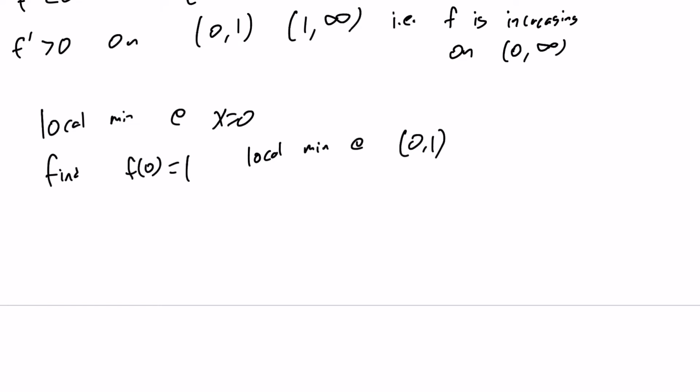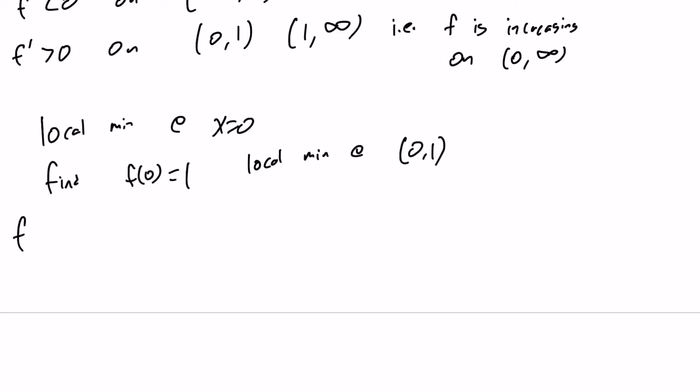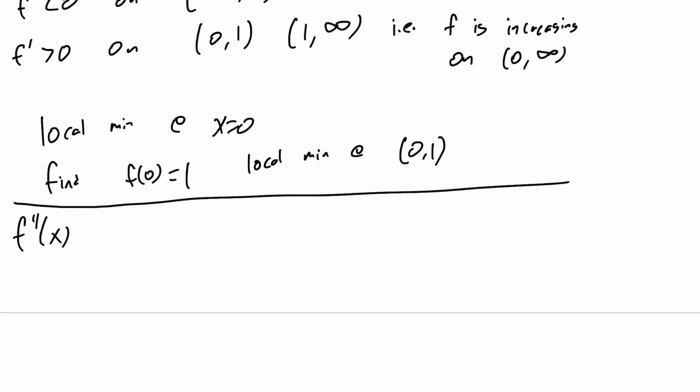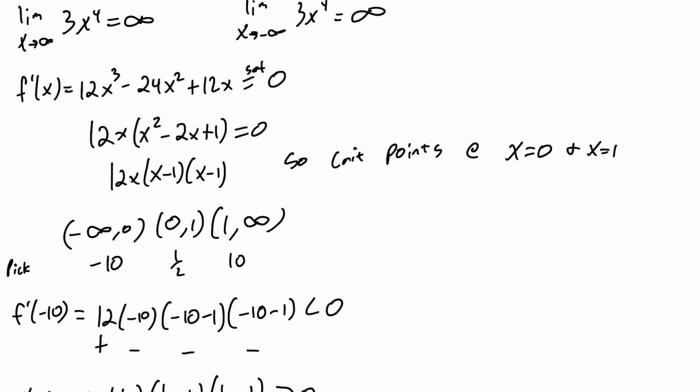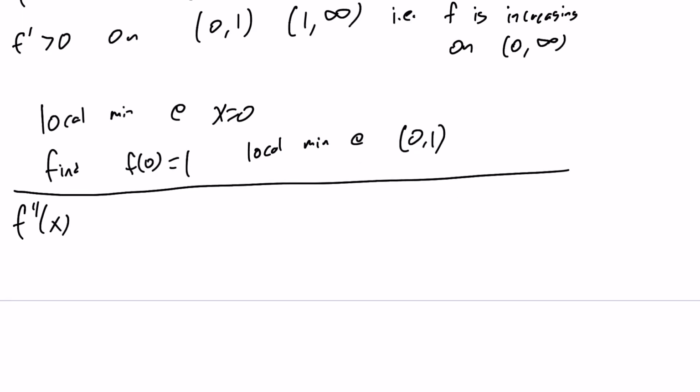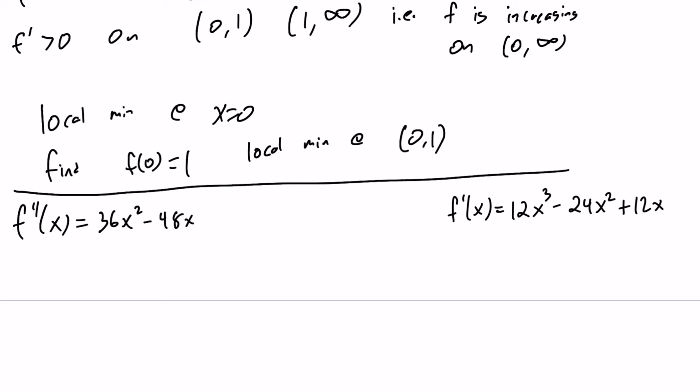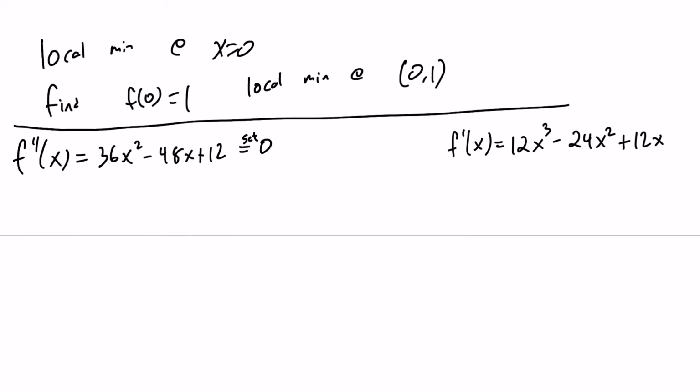The other types of transition points we can have are points of inflection, and those are things that involve the second derivative. So let's find the second derivative real quick. I've got the first derivative here. Let me copy that down. So if that's our first derivative, what's our second derivative? We're going to get 36x squared minus 48x plus 12. And we're going to set this equal to 0 in order to help find our points of inflection.